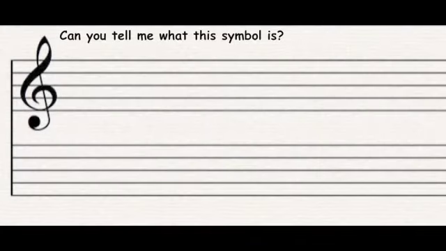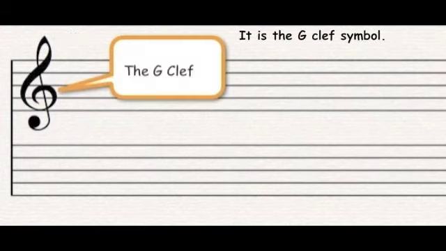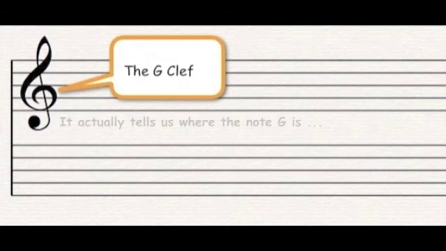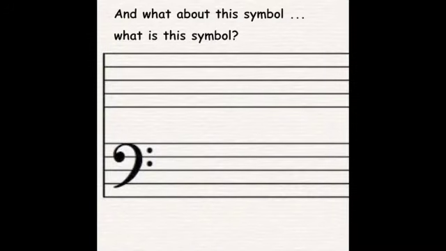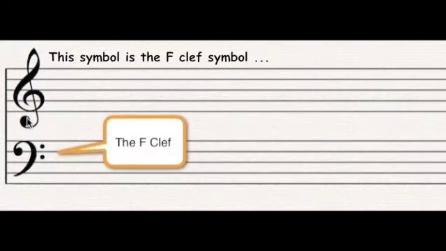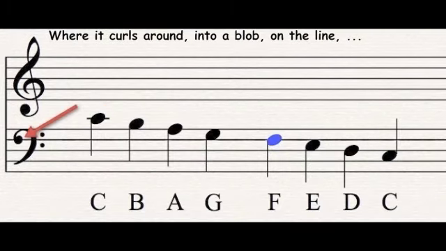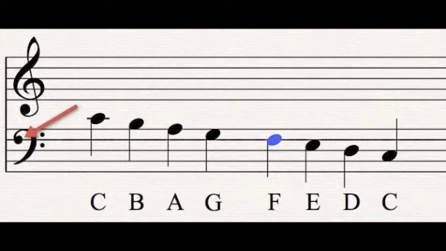Can you tell me what this symbol is? It is the G clef symbol. It actually tells us where the note G is, where the symbol curls around the line. And what about this symbol? What is this symbol? This symbol is the F clef symbol. Where it curls around into a blob on the line indicates the note F.